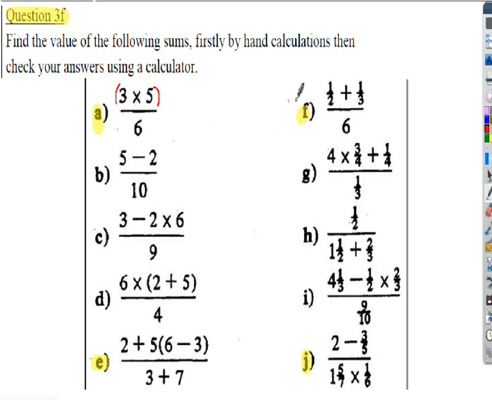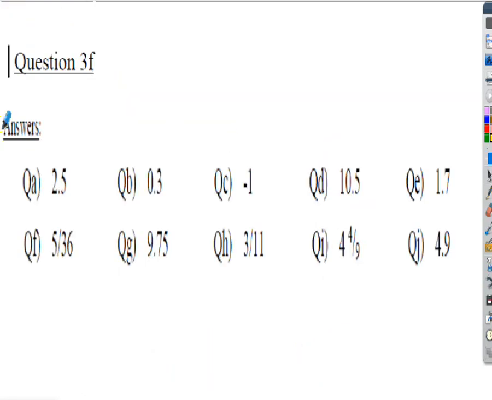Just for your reference, sometimes it does help put in the top and bottom lines in terms of brackets. There effectively are brackets on the top line and brackets on the bottom line, so if that helps you at all in structuring your solutions, you could add in the brackets top and bottom. In all these questions you could put brackets around the numerator and the denominator. That's again just for reference. Here are the answers for question 3F.